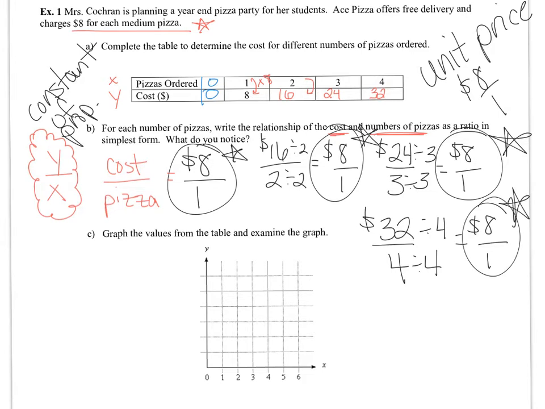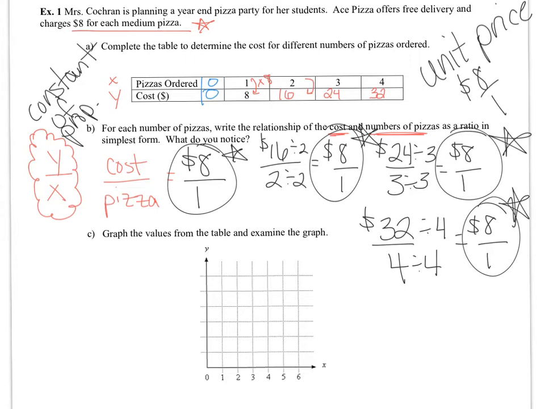Other ways you can think about it too, if you look at your table, for every one pizza I go up, my table is increasing by $8. So for every change in X being 1, it goes up by 1, up by 1, up by 1, up by 1, my Y or my cost increased by 8. So just other ways to think about it too. Let's go ahead and graph this and see what happens.